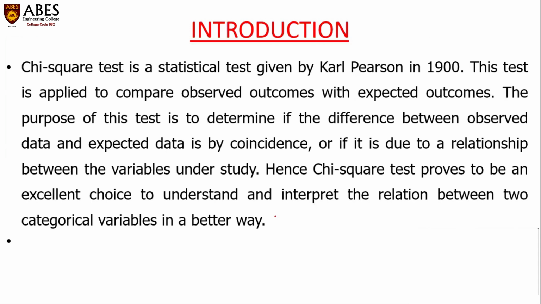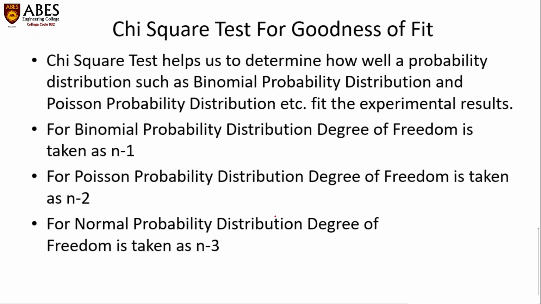Chi-square test is a statistical tool which was given in 1900 by the mathematician Karl Pearson for the purpose of comparing observed distribution of data with expected distribution of data. Chi-square test proves to be a very good choice for understanding and interpreting the relation between two categorical variables in a better way.